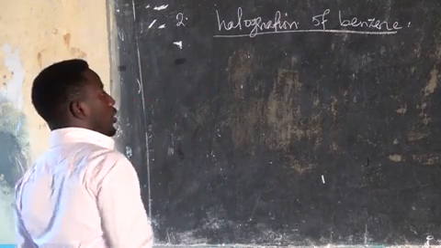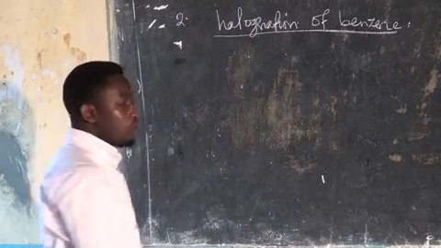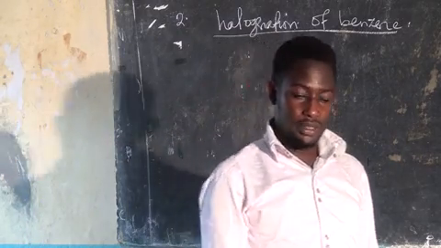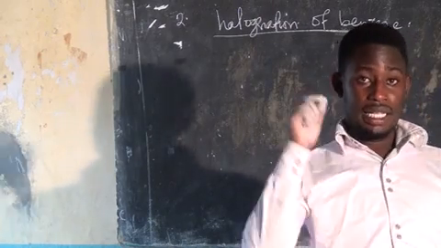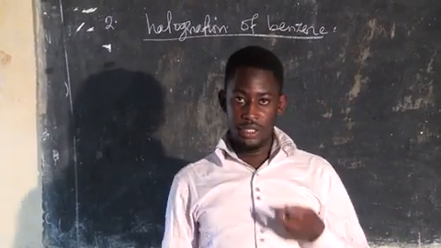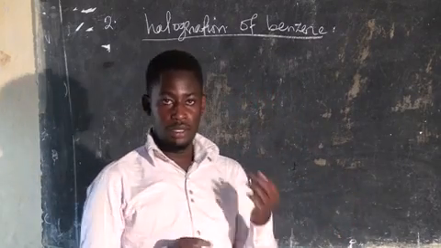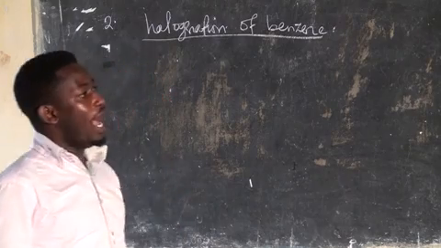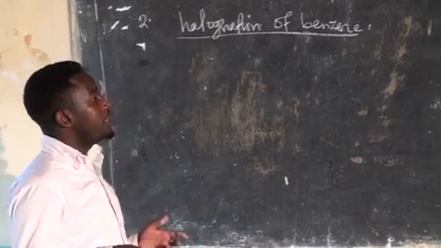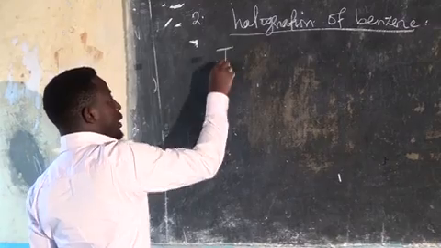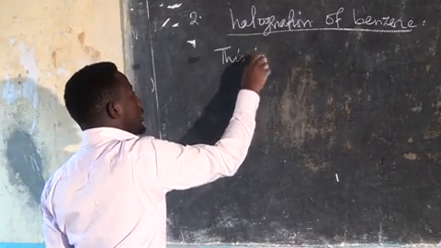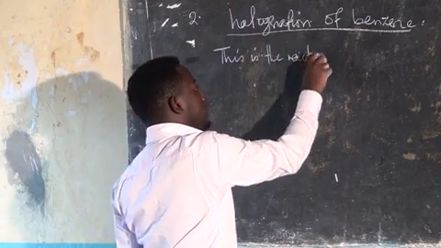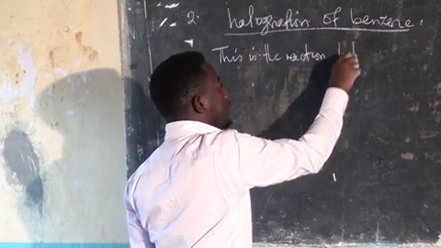Halogenation of benzene. Of course, it comes from the word halogen, and you and I know that halogens are group 7 elements: fluorine, chlorine, bromine, iodine. This occurs in the presence of a Lewis acid. So this is the reaction.